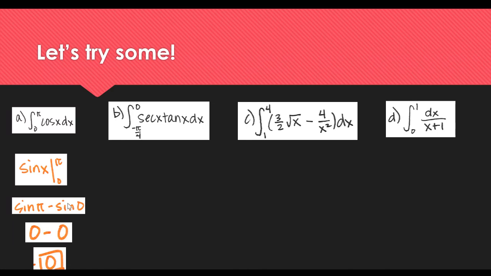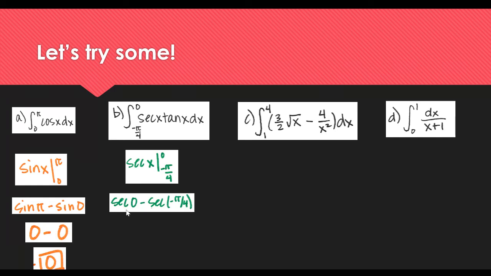Not too bad. Let's try B. B wants the integral from negative pi over 4 to 0 of secant x tangent x dx. So first I want to know, what is the antiderivative of secant x tangent x? Well, I know that that has to be secant of x, because the derivative of secant is secant tangent. But I still have to worry about my 0 and my negative pi over 4. So I'm going to plug in 0, I'm going to plug in negative pi over 4, and then I'm going to subtract. So secant of 0 minus secant of negative pi over 4.